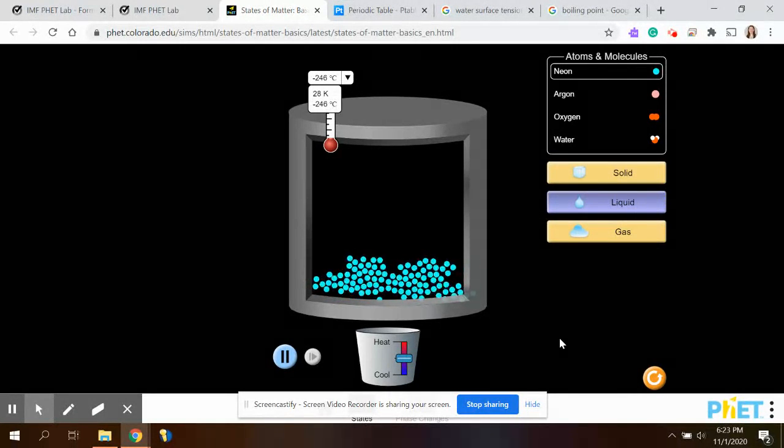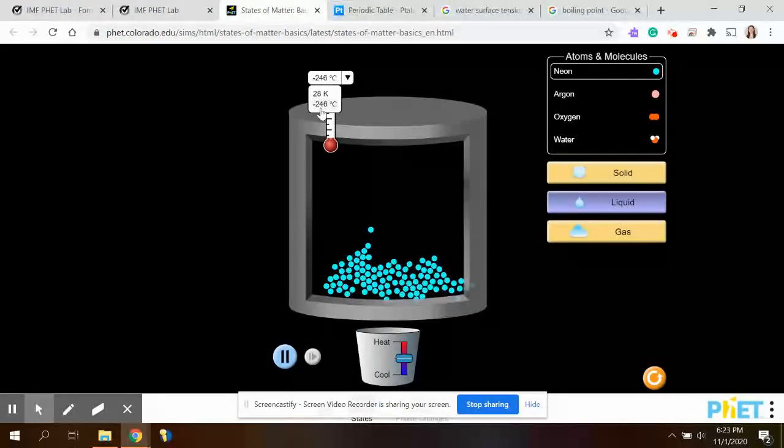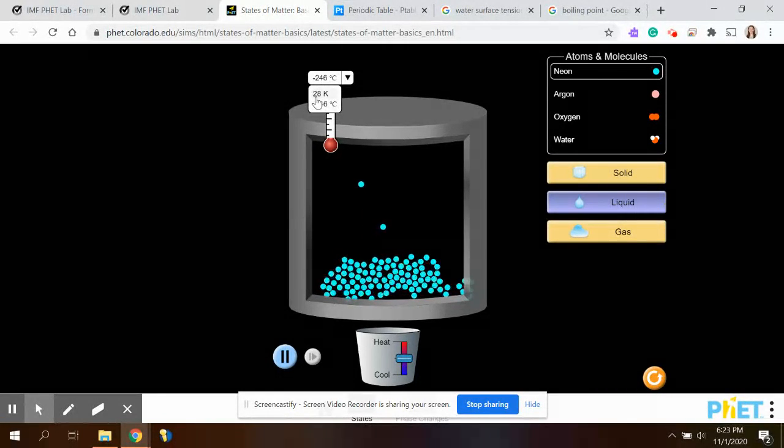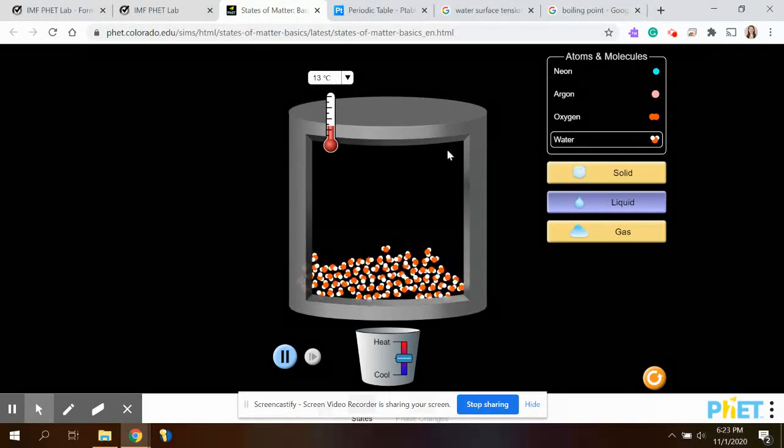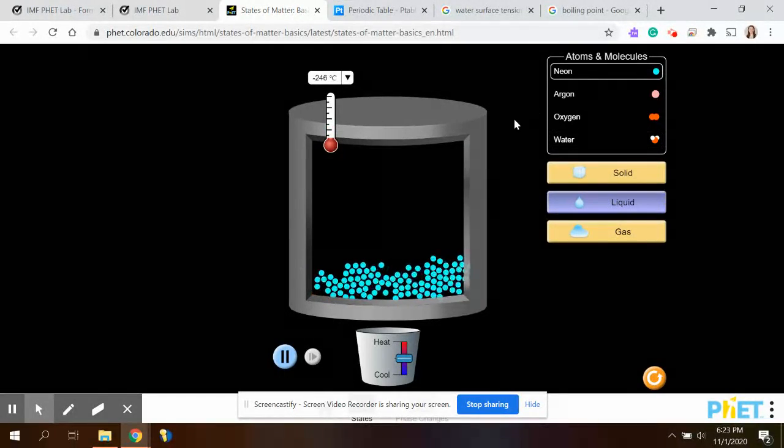Okay, so now we are back to this temperature. If you'll notice up here, it is showing us the temperature at which neon is a liquid. Right here, neon is a liquid at negative 246 degrees Celsius. Whoa. Let's compare that to what water was again. 13? 13 compared to negative 246 degrees Celsius? That's crazy.